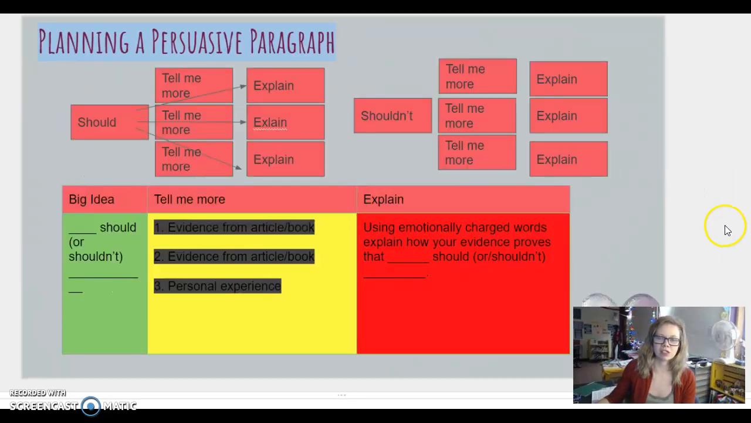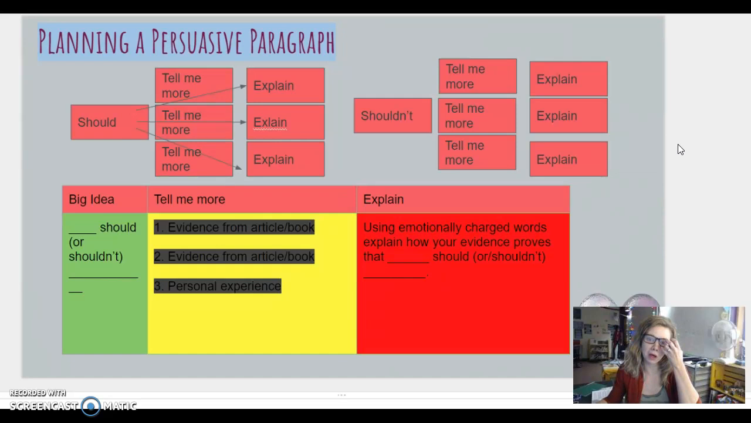Now, planning a persuasive paragraph. We have a couple different steps here. The parts up here are kind of the brainstorming before you get to actually planning your paragraph, as we've talked before, where you have your big idea, you're telling me more, and explains. If you're not really sure, you might want to plan a brainstorm ahead of time. So you might want to explore the different sides. Like if you're not really sure if something should or shouldn't happen, you would write down should and then try to explore the different reasons why it should happen, and try to explore the different reasons why it shouldn't happen, and then choose the one that you have the best evidence for.